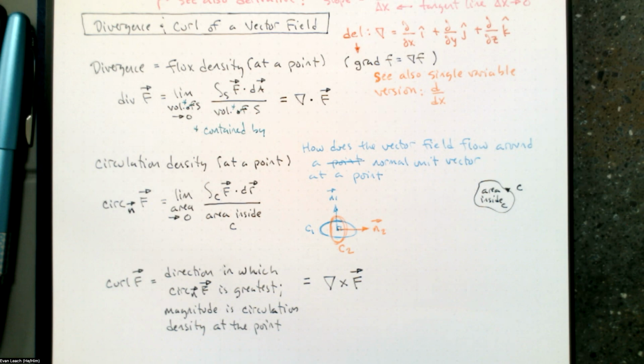Just like the magnitude of the gradient is the maximum increase of the function at a point, the magnitude of the curl is the maximum circulation density at a point. It tells you which direction is the maximum circulation density.